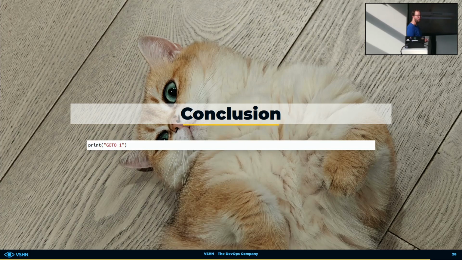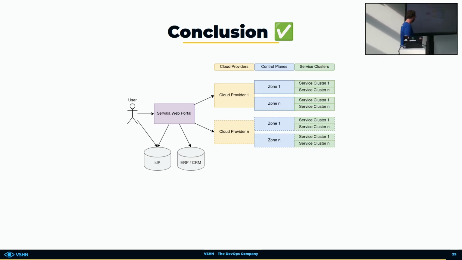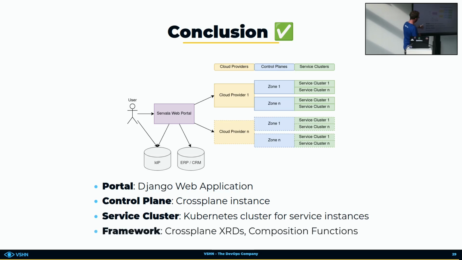We are coming to an end of my technical journey through Servala. Let's briefly look back at what I have told you in the last few minutes. We have the Servala web portal, which is a Django web application, a classic web UI with HTML, CSS, HTMX. We have Keycloak for our IDP. We have Odoo as the European CRM system. We have a lot of control planes. Each cloud provider zone has its own control plane. And we have multiple service clusters per service provider zone. Listed here again: the portal, the control plane, the service cluster, and also the framework. Without the framework, it would not be possible to provide these managed services.